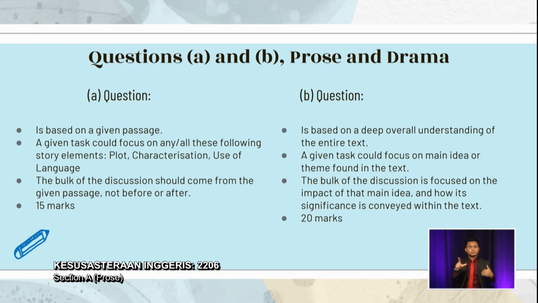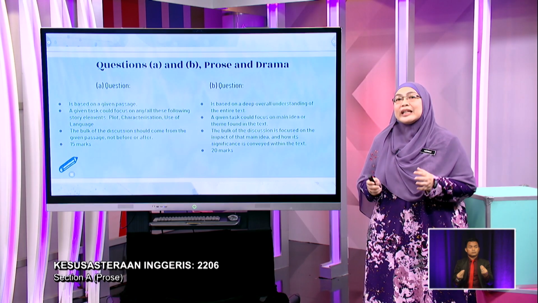Moving on, a B question on the other hand, for 20 marks, so you know already the weightage is greater. A 20-mark question is going to require candidates to discuss their overall understanding of the entire novel or the entire short story. So this is where, if you want to prove how much you know, how well you know, this is where you do it. And as it says there, a given task could very likely focus on a main idea or theme that is found in the text.